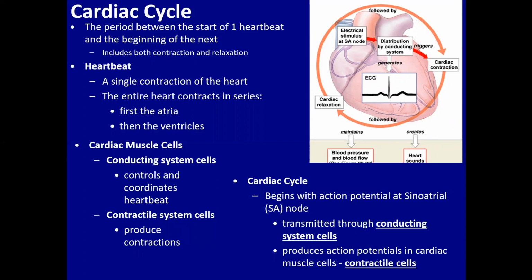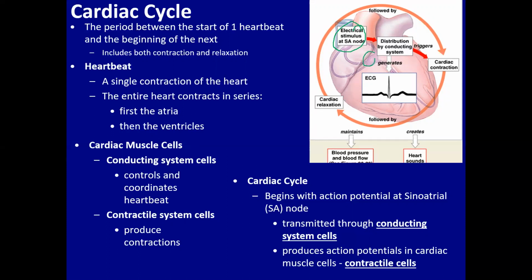Your cardiac muscle cells are broken down into what is called the conducting system and the contractile system. So the conducting system is like a conductor. It controls what's going on in the heart and it coordinates what's going on in the heart. The contractile system is the worker. It actually produces the contractions. So if you look at this image at the very top, you can see that we have the SA node, at the very top of the right atrium. Then we have the AV node.